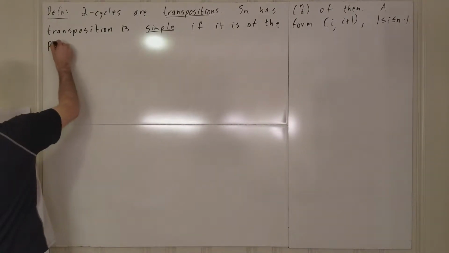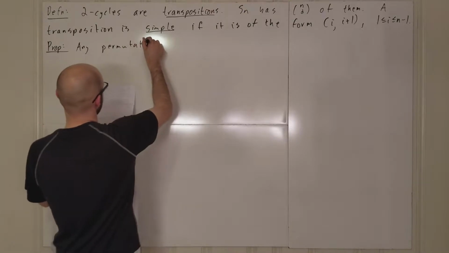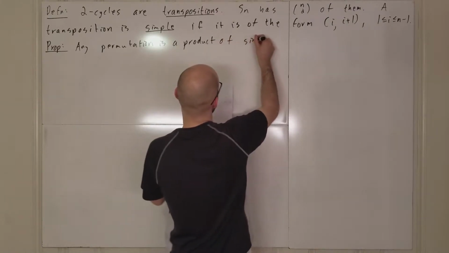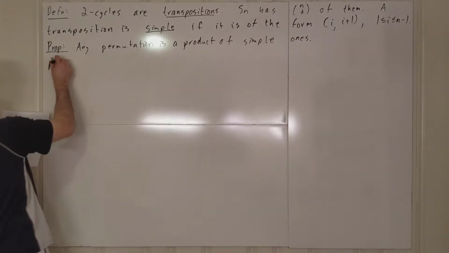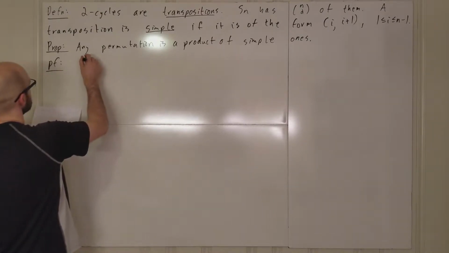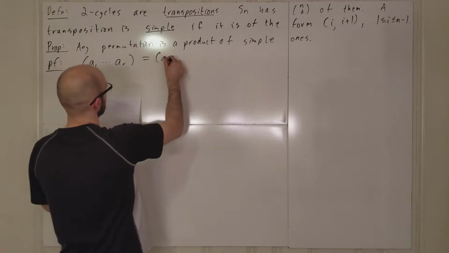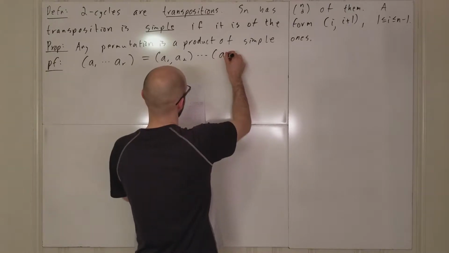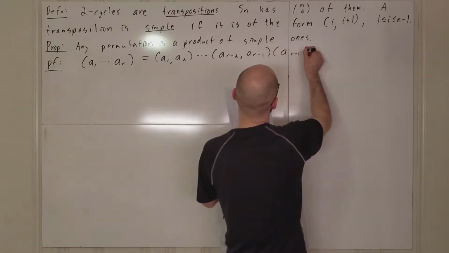All right, so proposition: any permutation is a product of simple permutations. And to prove this, I'm going to make this a really short proof. (a1 ... ar) equals (a1 a2) ... (a_{r-2} a_{r-1})(a_{r-1} a_r).